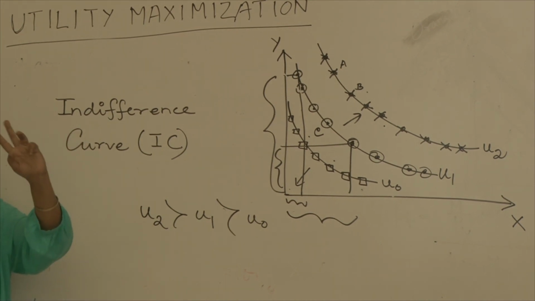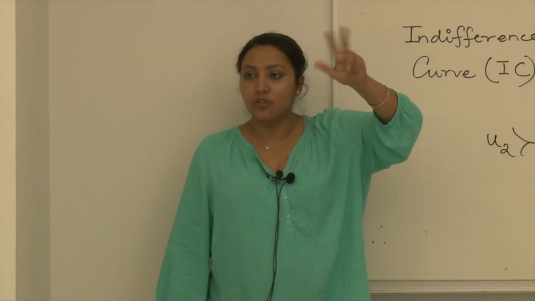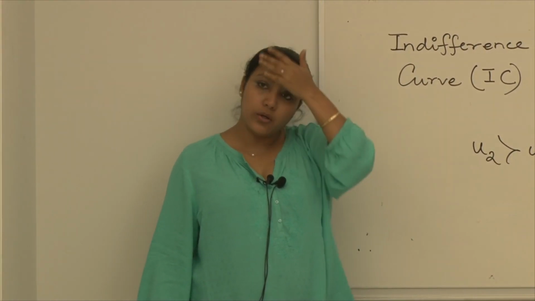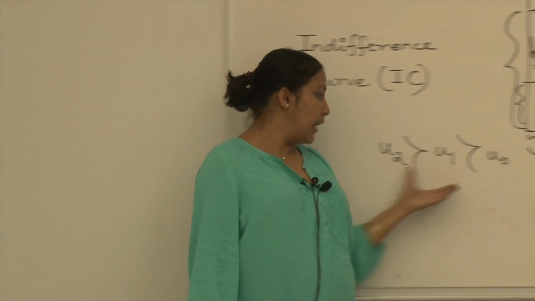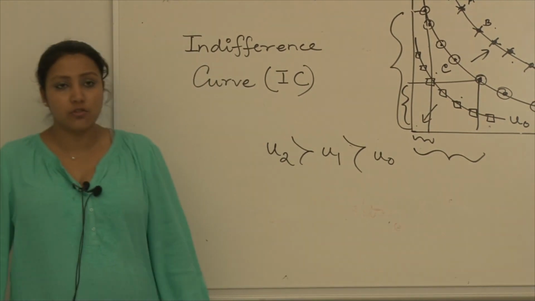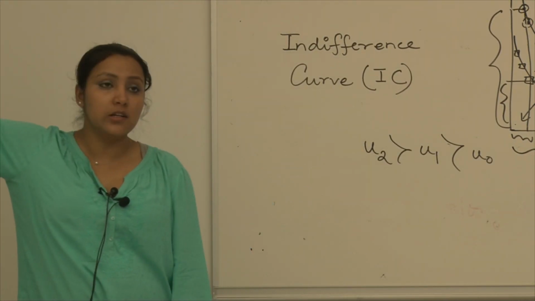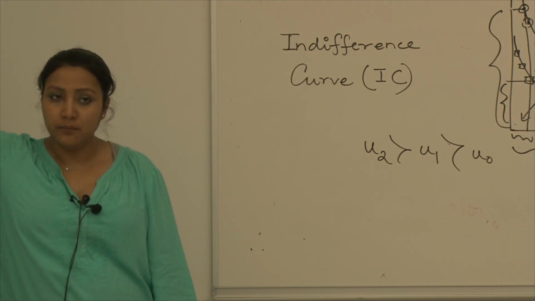I hope you understand by consumption bundle I am trying to mean a combination of apples and oranges, a combination of x and y, some amount of x, some amount of y. Okay? Is that clear? And similarly, it is true in the opposite direction also. So, U0 is the least preferred one here, U2 is the most preferred one here.